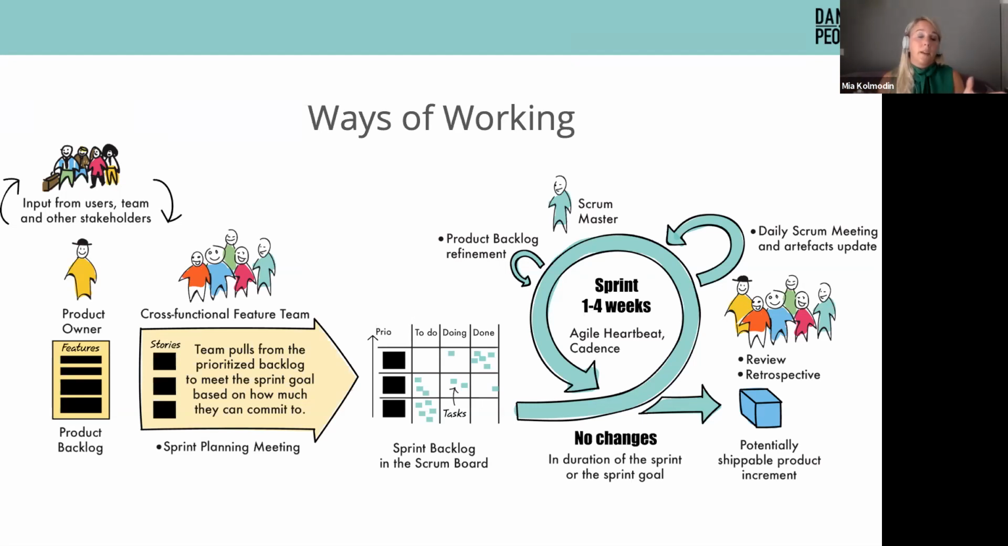Because this could also be, as we said, a leadership team, this could be an HR team, or it could be a marketing team. So you could be delivering and developing many things within a Scrum team.